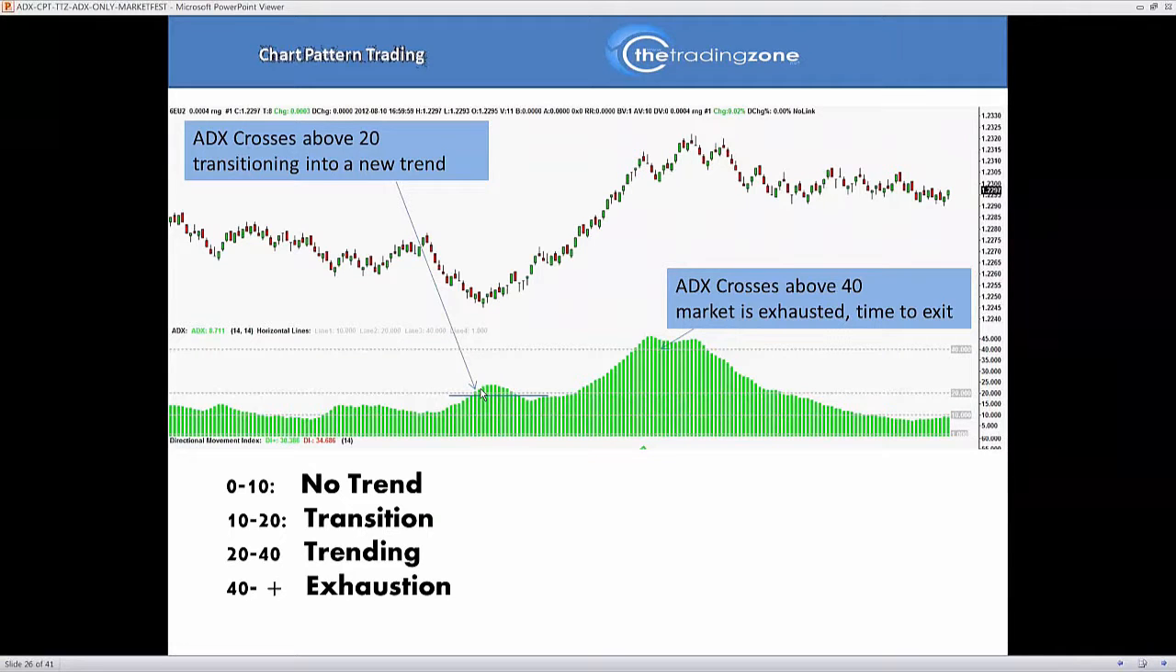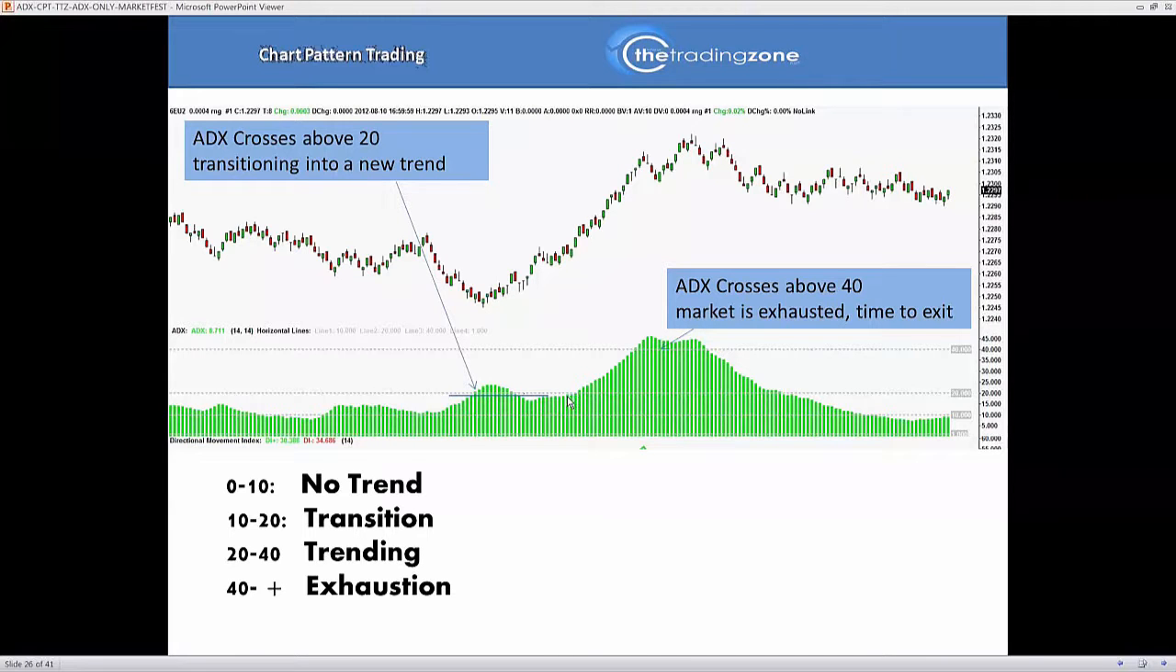We have a new trend beginning, okay? The trend runs up to 40. The trend is now exhausted. So had you used maybe something like a MACD or a moving average cross, you would have also had a trend signal somewhere down in this area, right? Consistent with the ADX moving above 20.